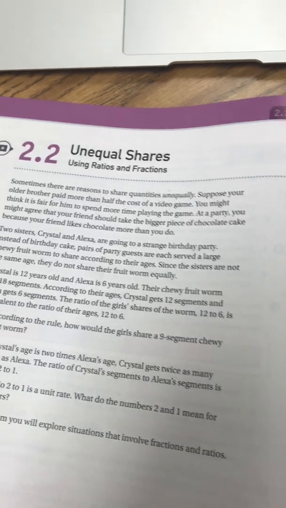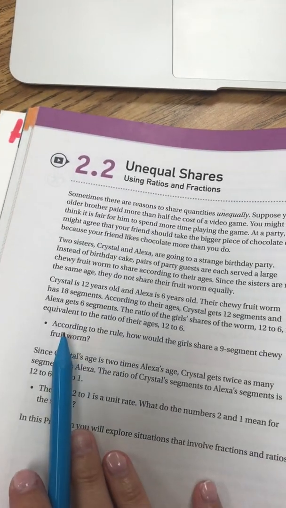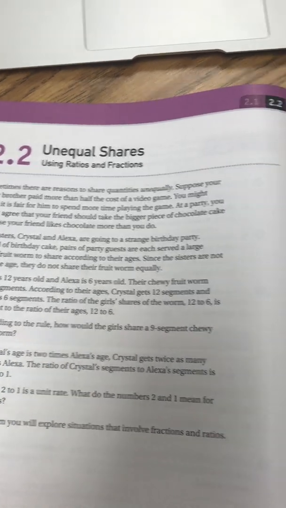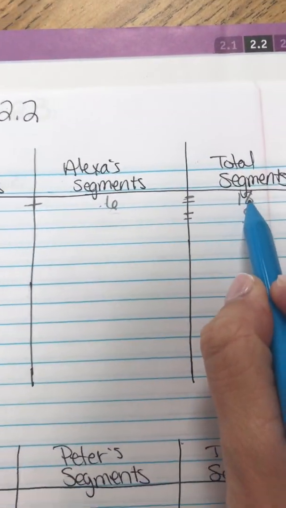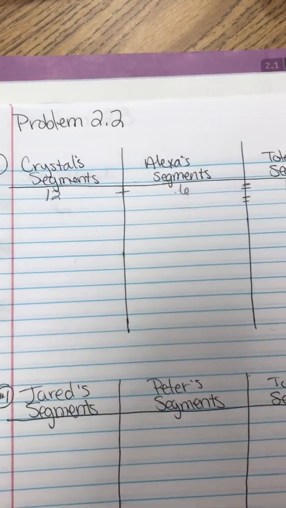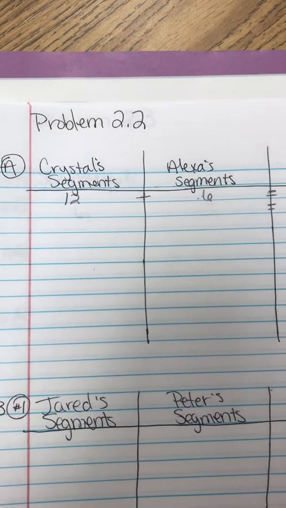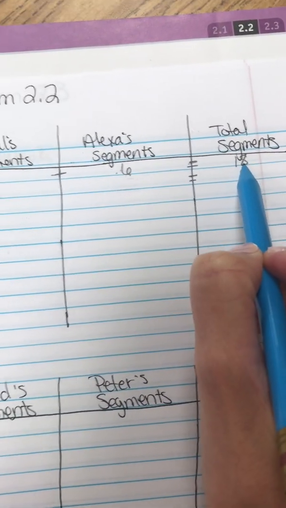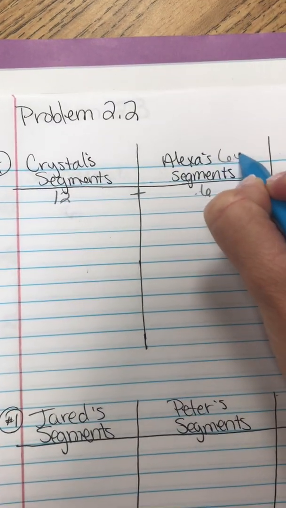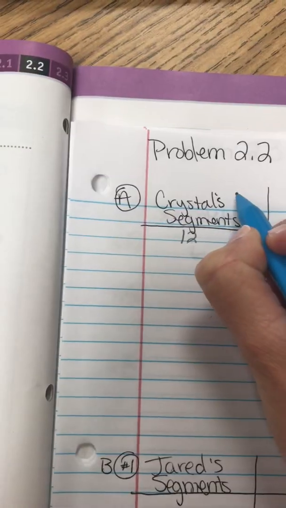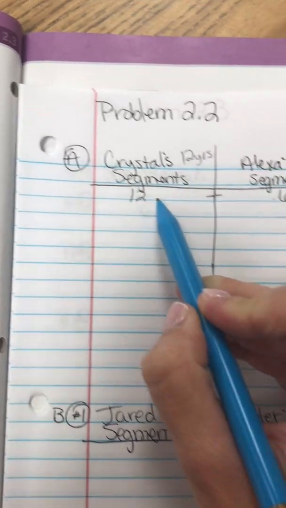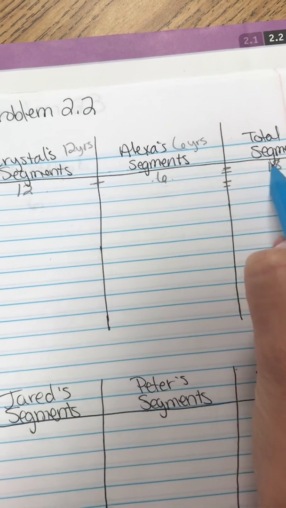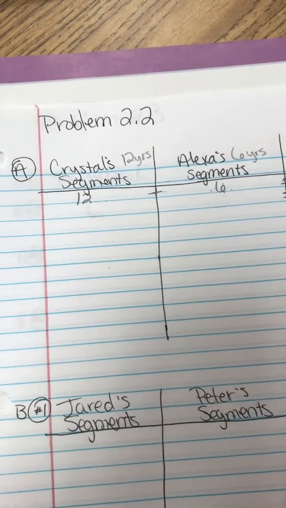So when we go to work out problem A, or before we get to problem A, the question says, how would the girls share a 9-segment chewy fruit worm? So they're sharing an 18-segment chewy fruit worm. I just made this table here. Instead of drawing out a fruit worm, you can just set up a quick, simple table. So they've got 18 total segments in the chewy fruit worm. Alexa is 6 years old, and Crystal is 12 years old. So Crystal's going to get 12 of the segments, and Alexa's going to get 6 of the segments to make the total 18. So 12 plus 6 equals 18.